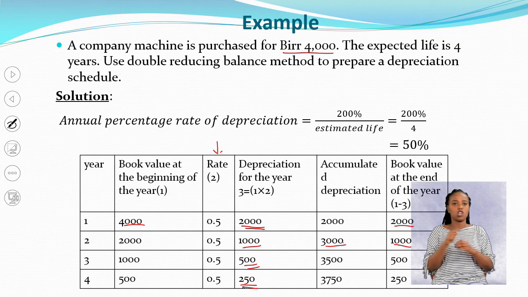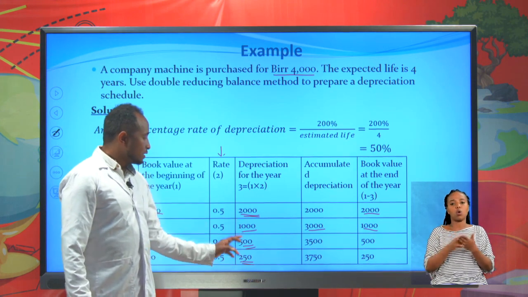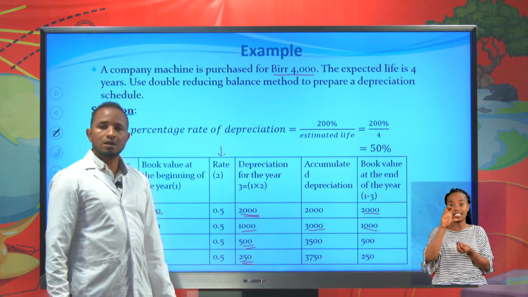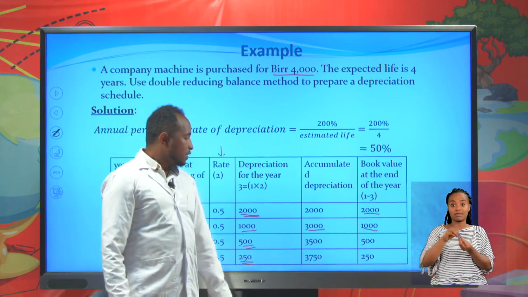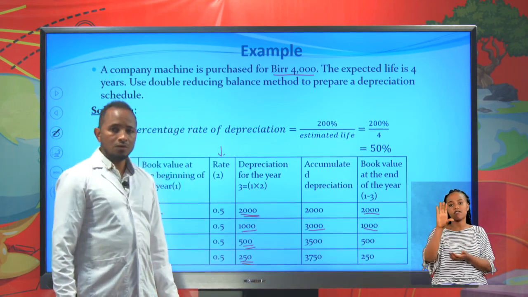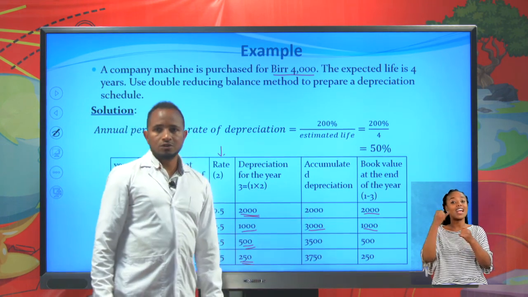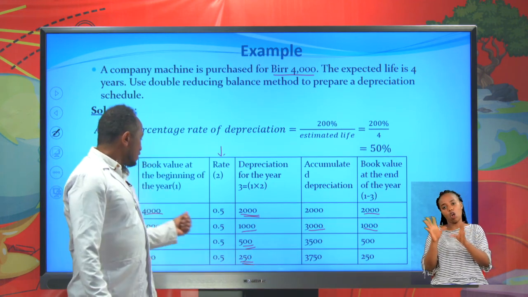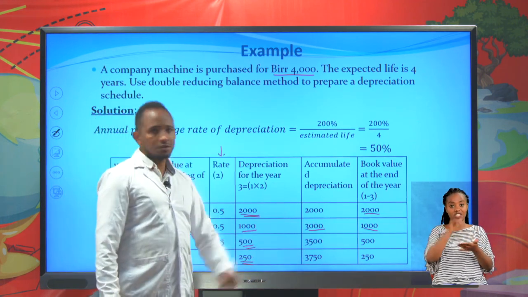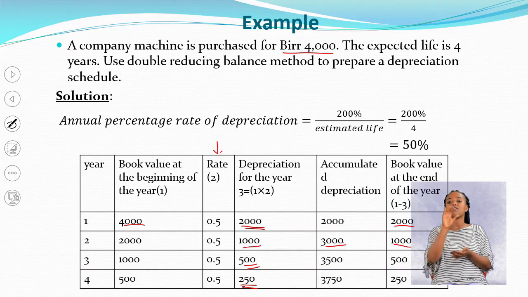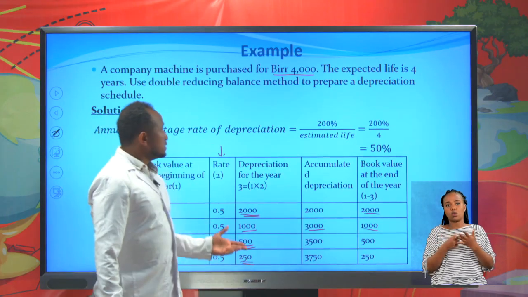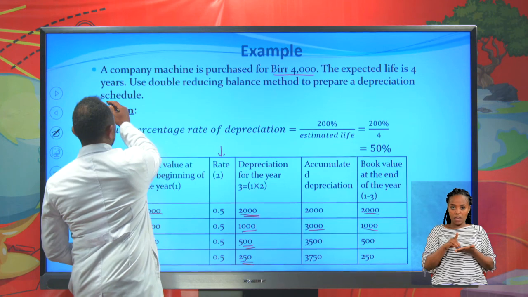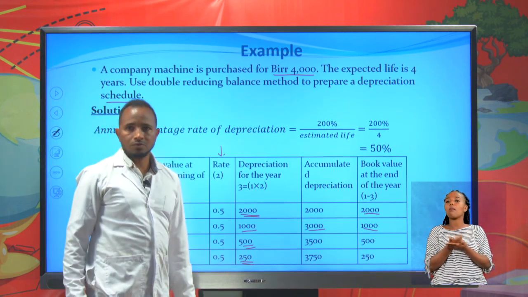And then the accumulated depreciation will be the sum of the depreciation for the 4 years: 2,000, 1,000, 500, and 250. When you add this, you get 3,750. So the book value at the end of the 4th year will be the difference between the original cost and the accumulated depreciation. The original cost is 4,000. The accumulated depreciation is 3,750. So when you take the difference, you'll have 250. Therefore, this is the depreciation schedule of this material.